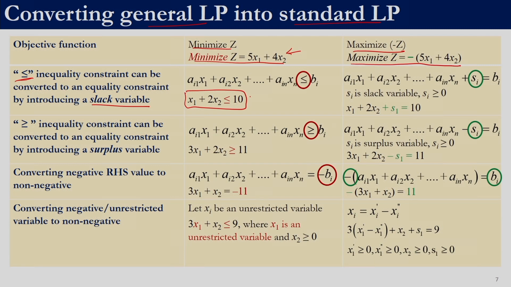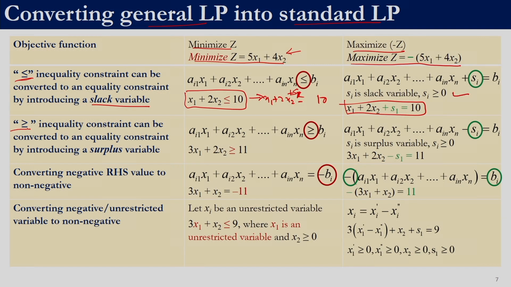So, we want to convert this equation into an equality constraint. So, this 10 stays, x1 plus x2 stays. Since this is a less than or equal to, we add a positive variable, let us say S1, so that it becomes an equality constraint. That is what is given over here, and the slack variable needs to be positive.